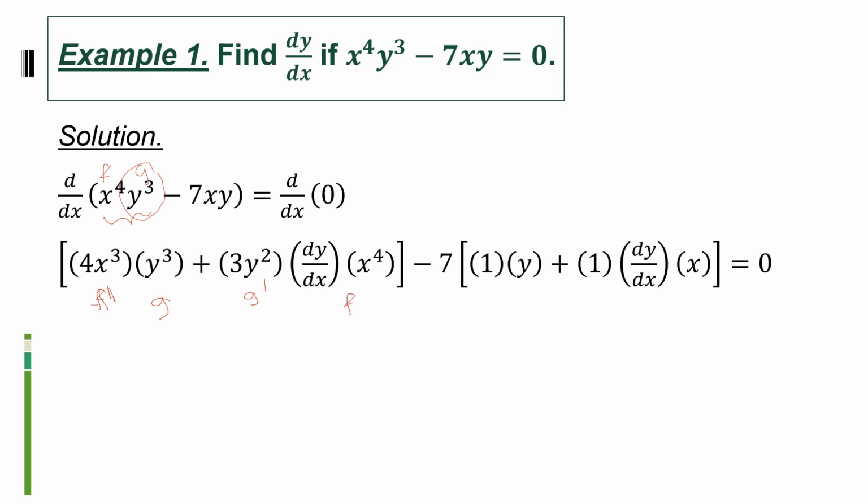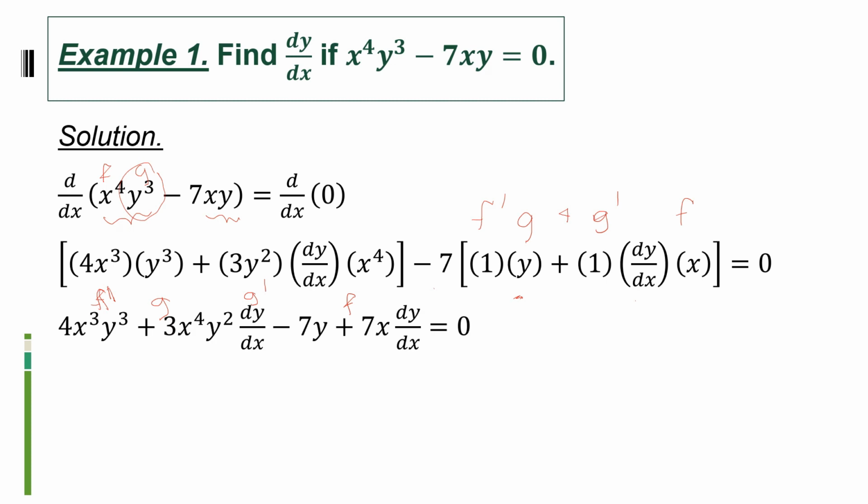Okay? So, ituloy natin. Minus 7 times, i-differentiate naman natin to. We have f prime times g. So, wala tayong idadagdag kasi hindi naman natin dinifferentiate. Plus g prime. So, ano ba ang g prime natin? We have 1 times dy over dx. Okay? Times f equals 0. Then, if we simplify that, we have 4x cubed y cubed plus 3x squared y squared dy over dx minus 7y plus 7x dy over dx equals 0.